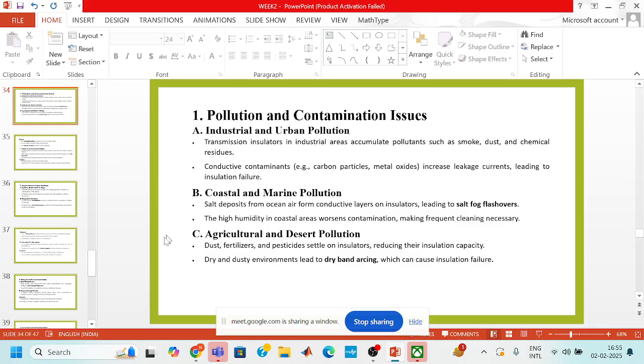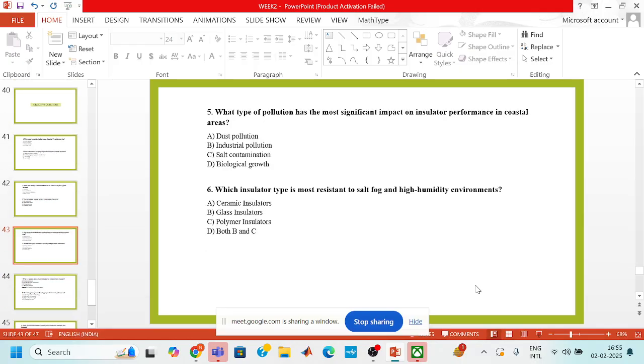Coastal areas. Okay. You can see here coastal and marine pollution. Salt deposits from ocean air form conductive layers on insulators, leading to salt fog flashovers. So the next question is, which insulator type is most resistant to salt fog and high humidity environments? Ceramic insulators, glass insulators, polymer insulators, both B and C.